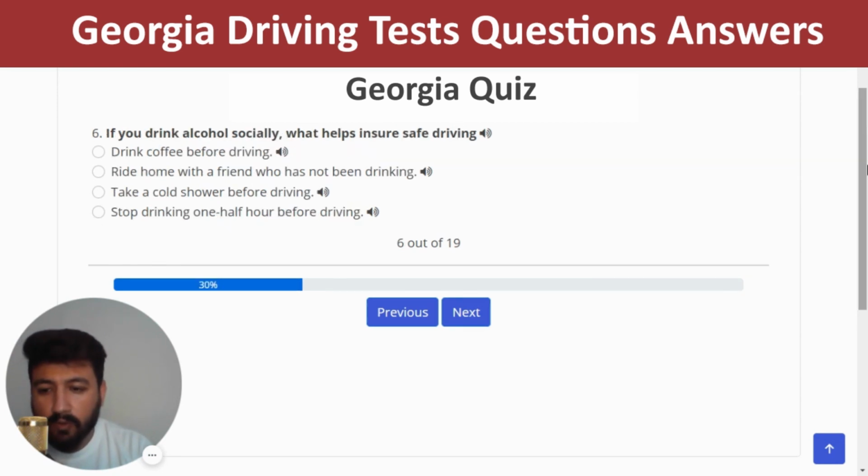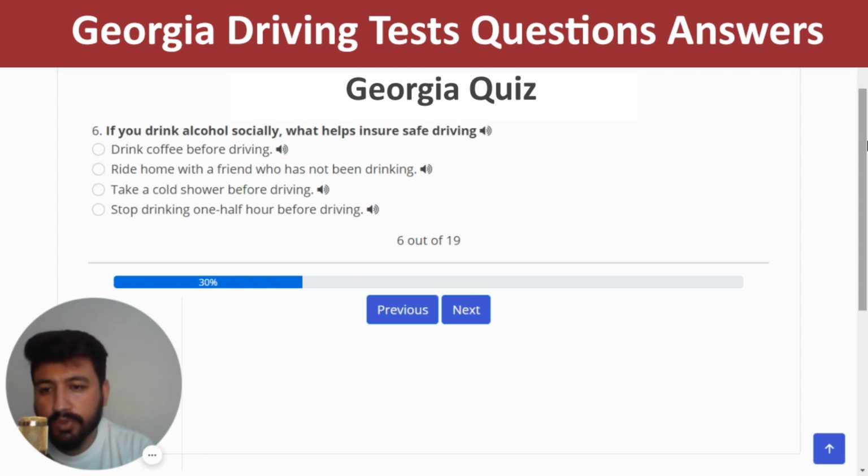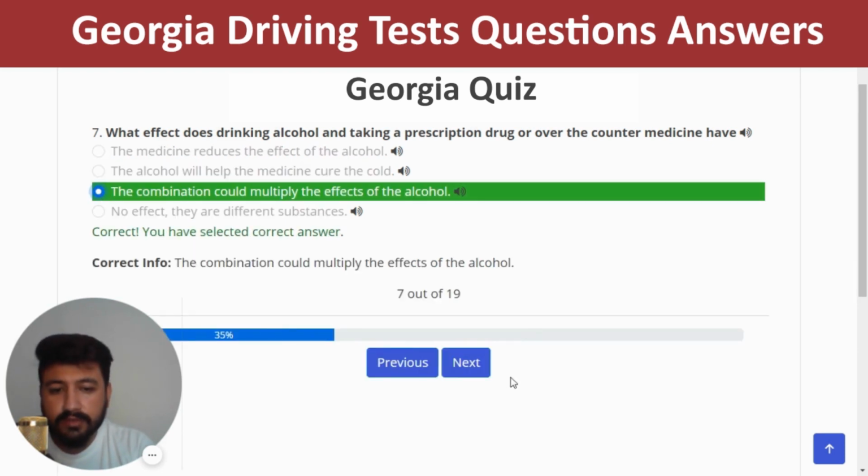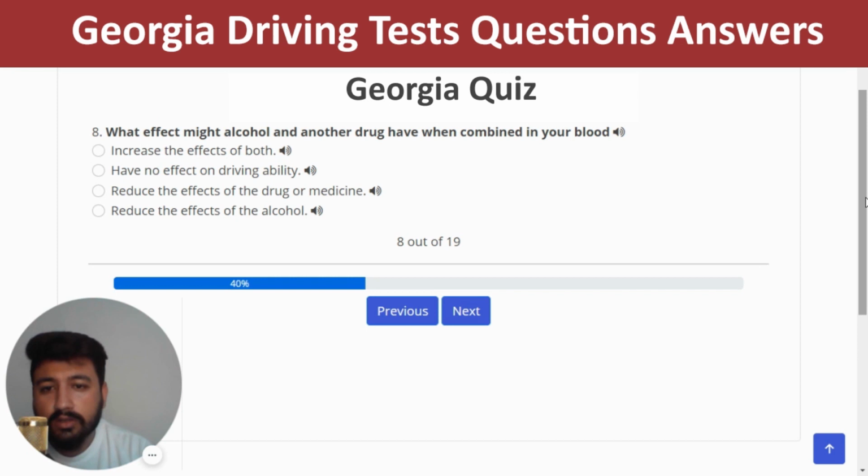The sixth question of quiz number 1 is, if you drink alcohol socially, what helps ensure safe driving? So the right answer of this question is, ride home with a friend who has not been drinking. So I'm going to click on the second option. This should be the right one. What effect does drinking alcohol and taking a prescription drug or over the counter medicine have? The right answer is, the combination could multiply the effect of the alcohol. So I'm going to click on the third option. Next. What effect might alcohol and another drug have when combined in your blood? The right answer is, increase the effects of both. So I'm going to click on the first option.